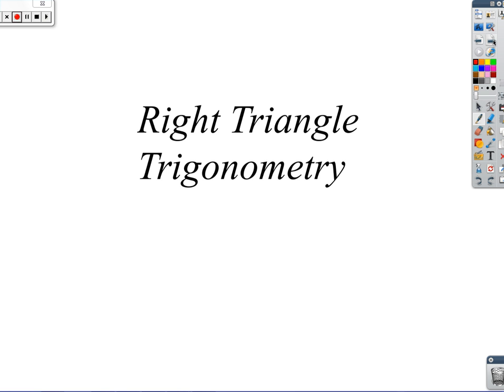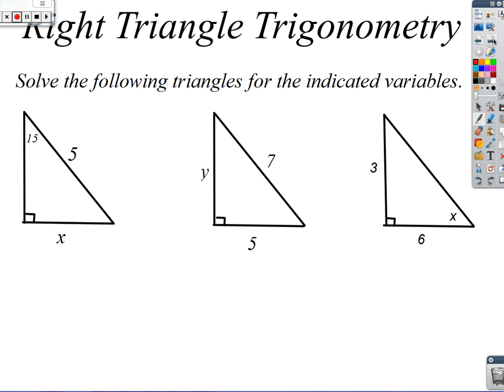Right triangle trigonometry. This is a little geometry review here. Solve the following triangles for the indicated variables. Having the sine, cosine, tangent notes in your toolkit is going to be very helpful. The hint that I offer students is always put yourself where the angle is. Doesn't matter what the problem's asking for. If it gives you an angle, put yourself where the angle is.